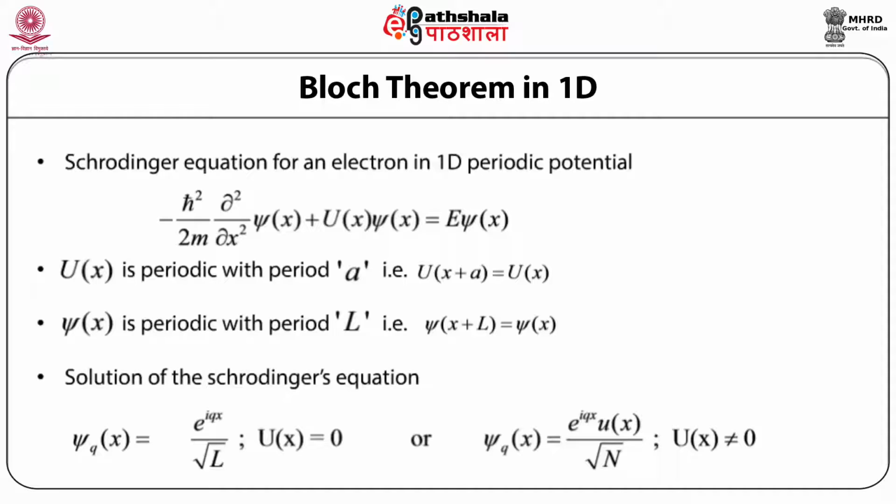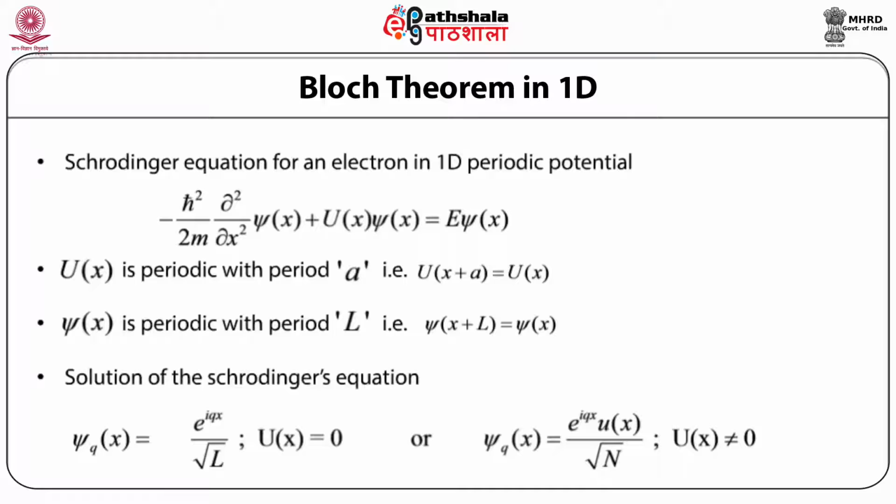Here U(x) is periodic with period a. That is, U(x + a) is U(x). We now also take into account φ(x) to be periodic with periodicity L. That is, φ(x + L) is equal to φ(x).